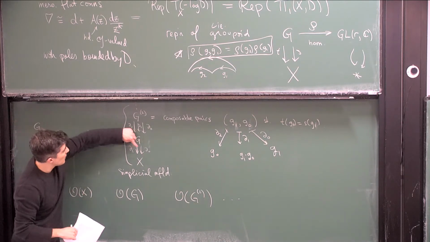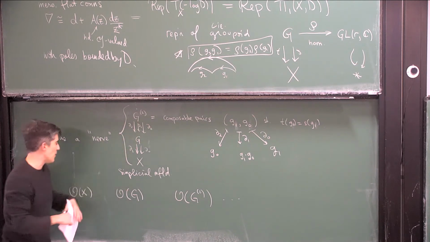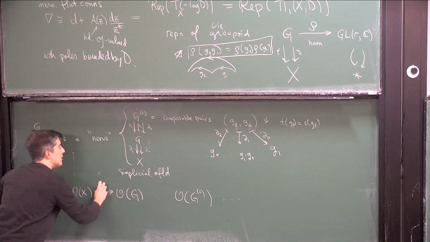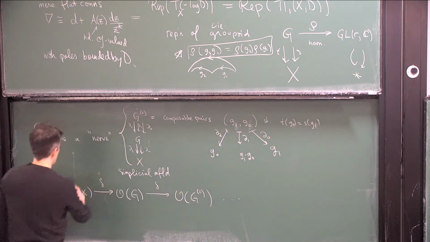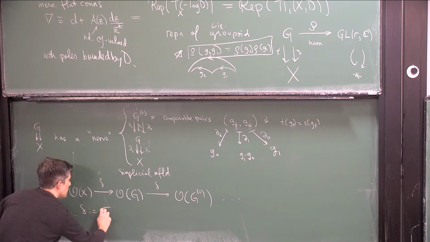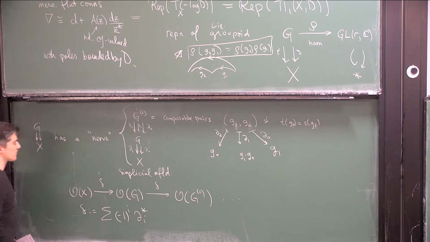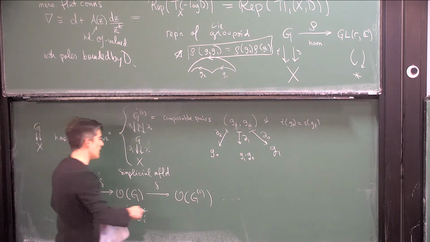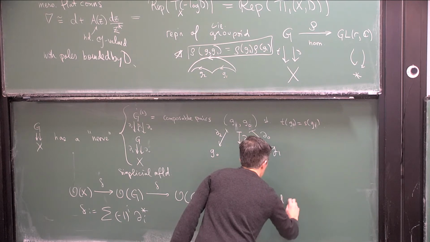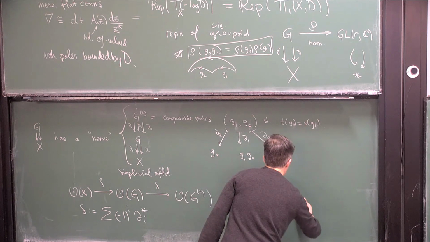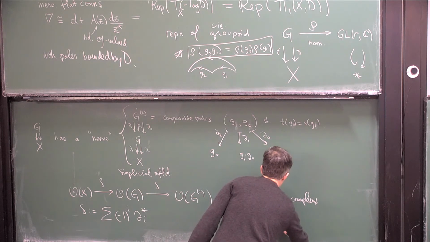And by taking the alternating sum of these maps, the pullbacks of these maps, we get a differential. So this is delta, delta, and so on, where delta is by definition the sum of minus 1 to the I, del I, pullback. Okay, so we get the so-called groupoid complex. And this leads to the so-called groupoid cohomology.